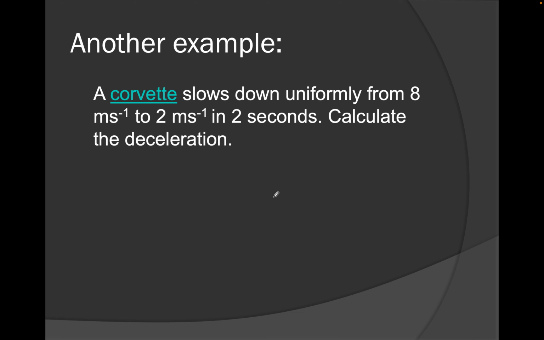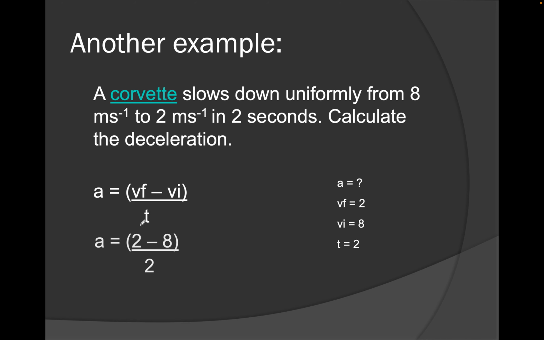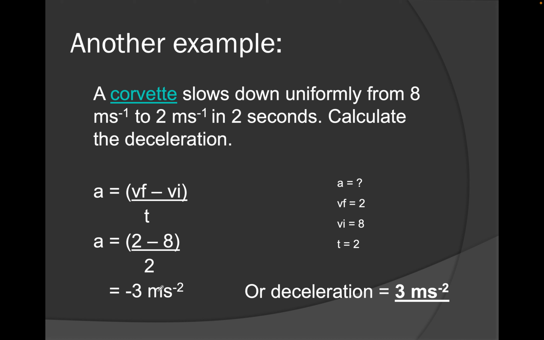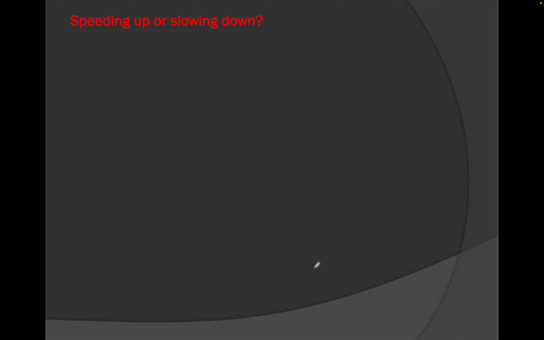Here is an example. A car slows down uniformly from 8 meters per second to 2 meters per second in 2 seconds. Find the deceleration. So we need to find the a in this case again. Final speed is 2 because I slowed down to 2. I started at 8, so Vi is 8. Time is 2. So if I put the numbers in, I'll have 2 minus 8 divided by 2, which is minus 3 meters per second squared, or a deceleration of 3 meters per second squared.